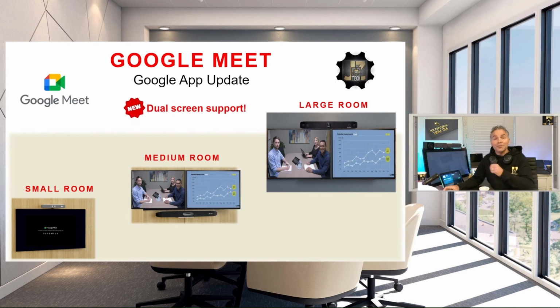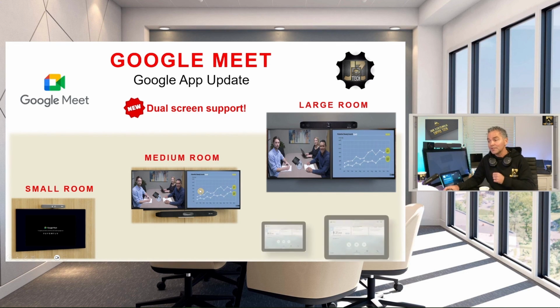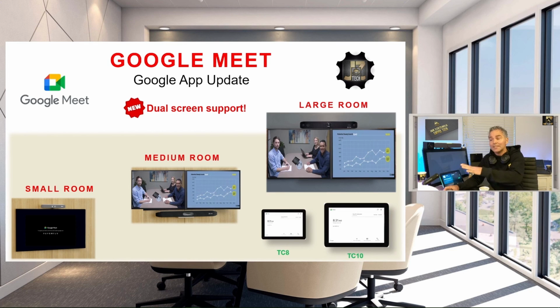Now, what is new in the latest versions is that you can have dual screen. So with the X50, X52 or with the X70, you can now enable dual screen and get participants on the left side and your presentation on the right side. A very nice one. And of course, TC8 and TC10 as a controller at the table.